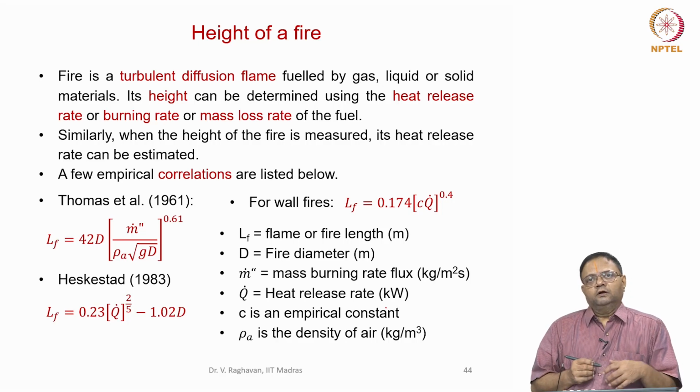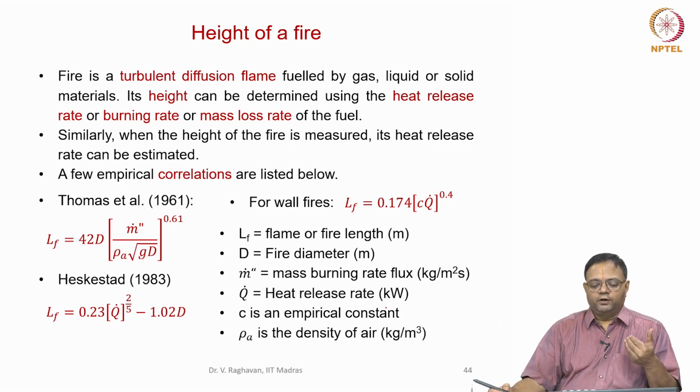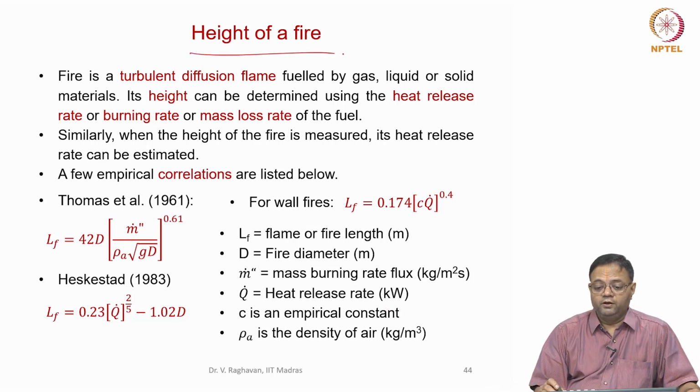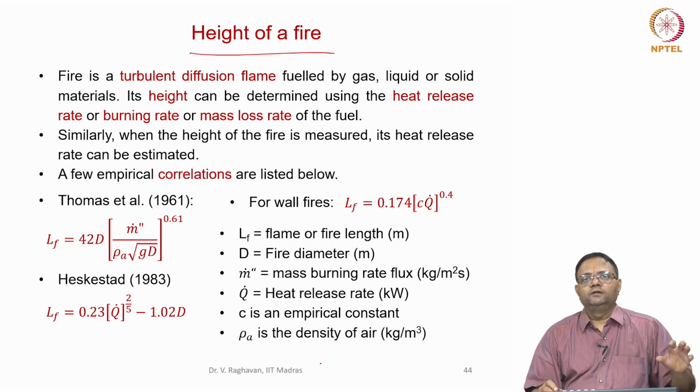Now, we have seen about flames, but how do we get some height correlation for a real fire? Because till now what we have seen is the gas jet coming out. In the laminar regime, how will the flame height vary? In the turbulent regime, how will the flame length vary?